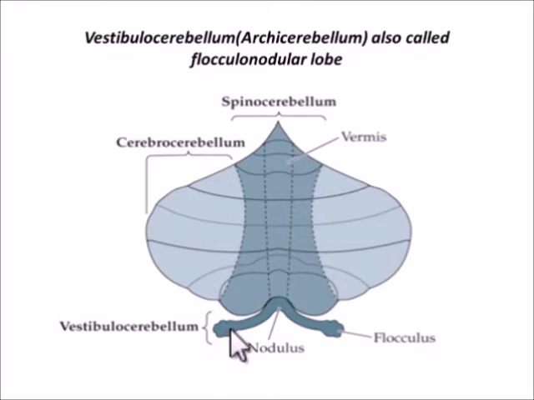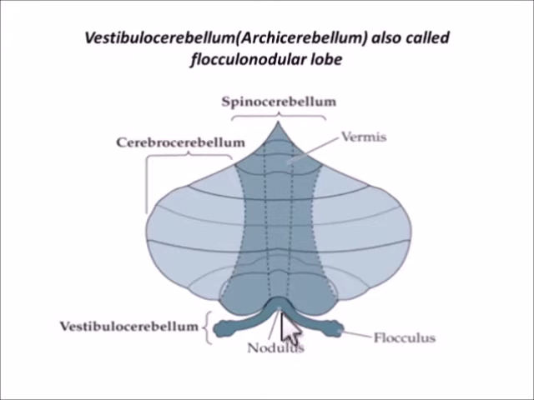Vestibulocerebellum receives the vestibulocerebellar tract from vestibular nuclei of medulla, which in turn receives fibers from the vestibular apparatus found in the internal ear. And here we see that vestibulocerebellum is made of nodule and folliculus.